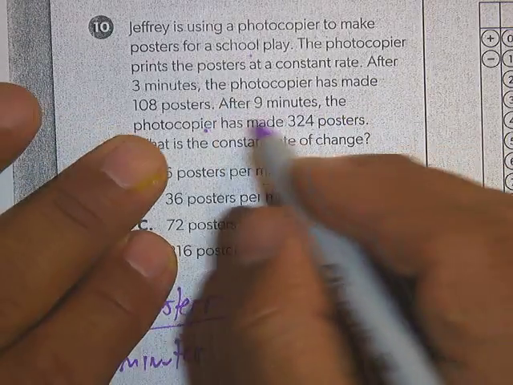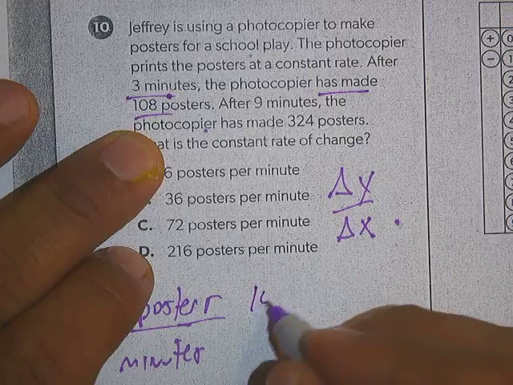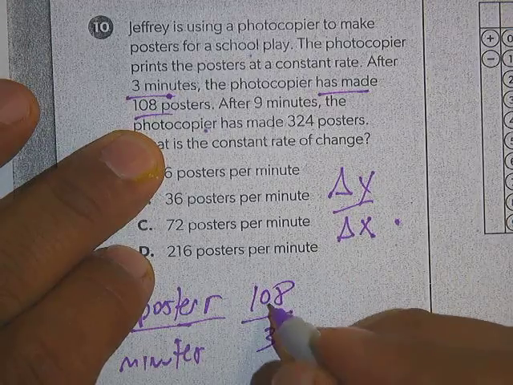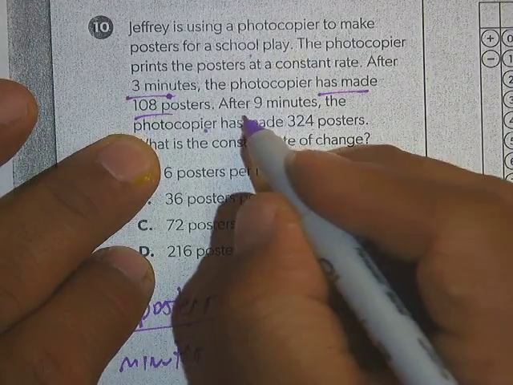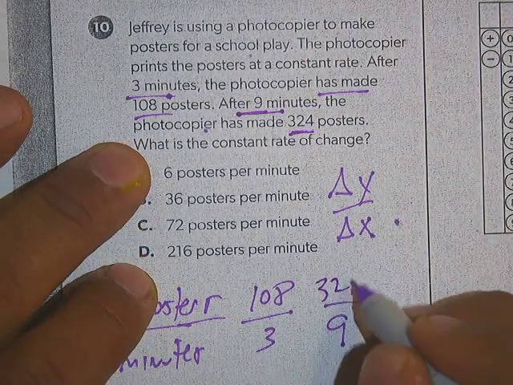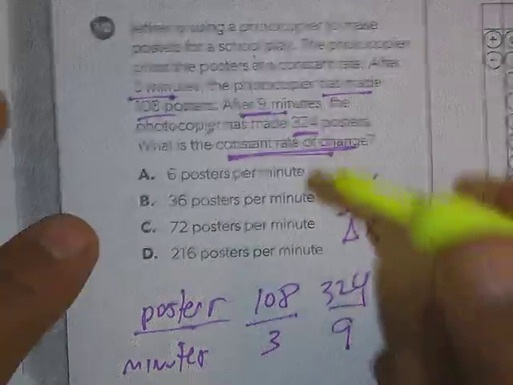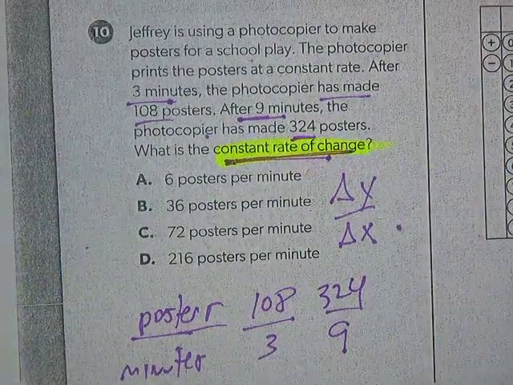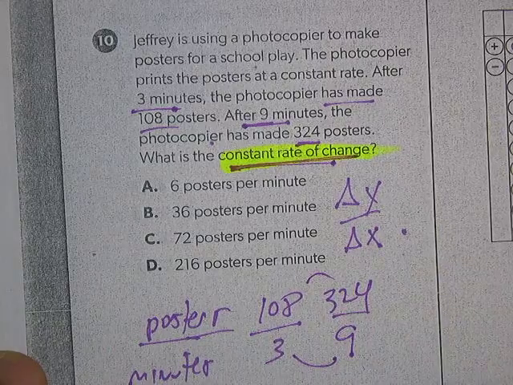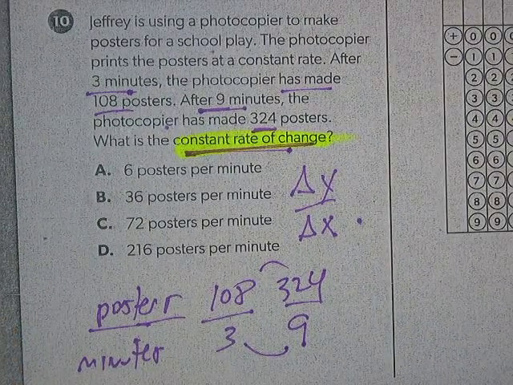Number 10, same thing. Posters over minutes. Change in y over change in x. Remember, posters and minutes. They're giving you a few of them. After 3 minutes, the photocopier has made 108 posters.